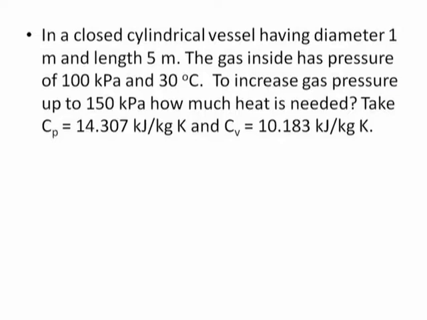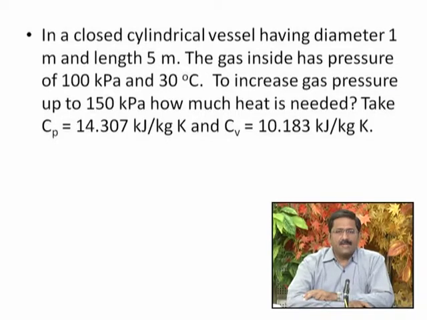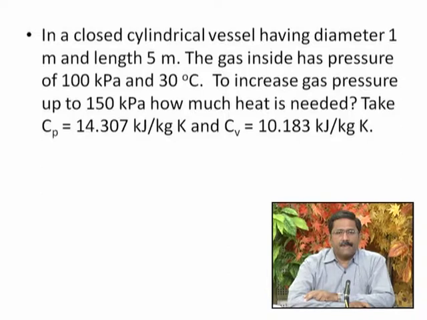In a closed cylindrical vessel having a diameter of 1 meter and length 5 meter, the gas inside has a pressure of 100 kilopascal and temperature of 30 degrees centigrade. To increase the gas pressure up to 150 kilopascal, how much heat is needed? Take Cp equal to 14.307 kilojoule per kg Kelvin and Cv equal to 10.183 kilojoule per kg Kelvin.